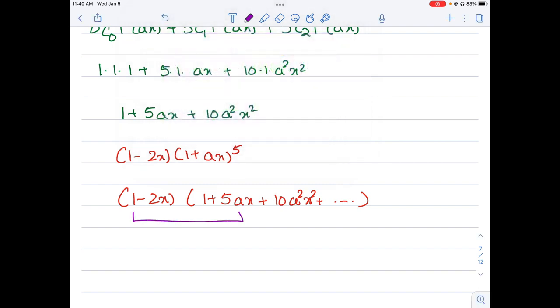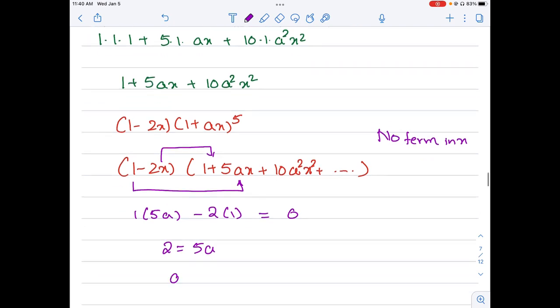Means when I multiply 1 with 5ax and −2x with 1, I should be getting 0. Why do I get 0? Because he says no term in x. So 2 is equal to 5a, or 5a is equal to 2. From there, a equals 2/5.